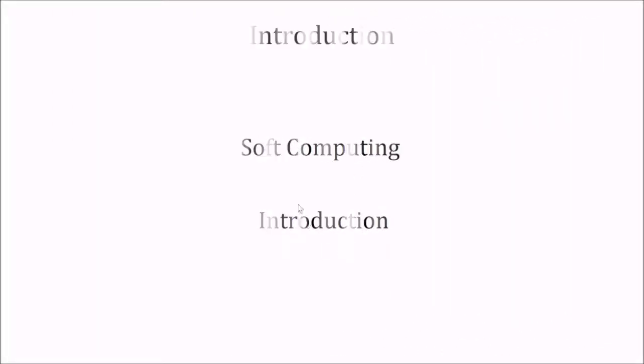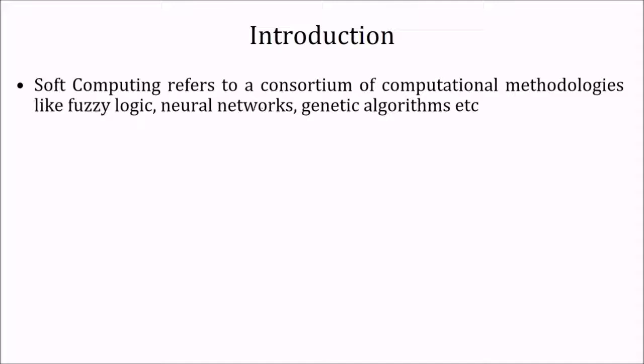Soft computing. Soft computing refers to the consortium of computational technologies like fuzzy logic, neural network, genetic algorithms. So all these technologies, in conjunction or in a combined way, are called soft computing.